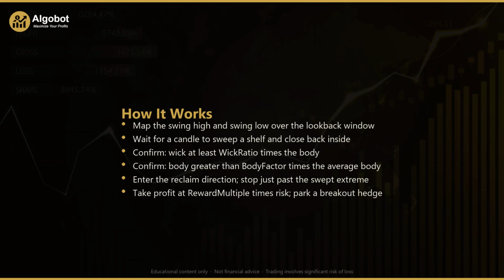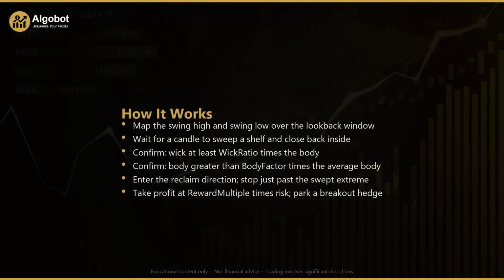The stop loss is placed just beyond the swept extreme, a small buffer below the signal candle's low. That buffer is a fraction of the candle's range, set by the hedge buffer percent. The distance from entry to stop becomes the risk, and the take profit is set at the reward multiple times that risk, defaulting to 1.8.